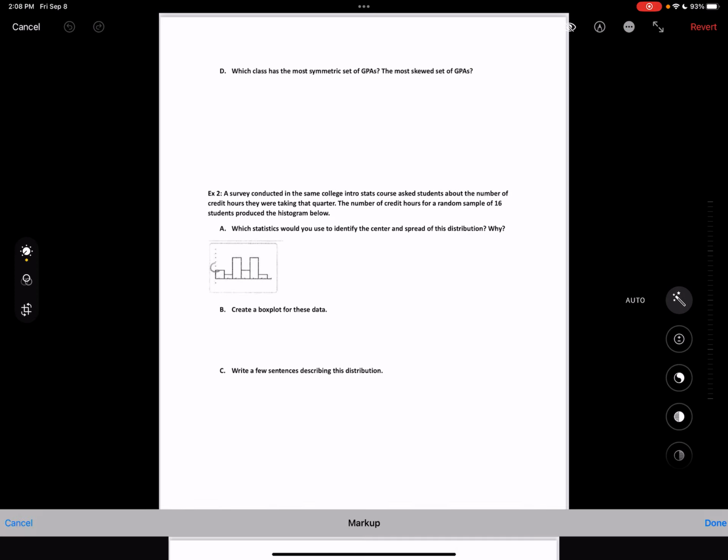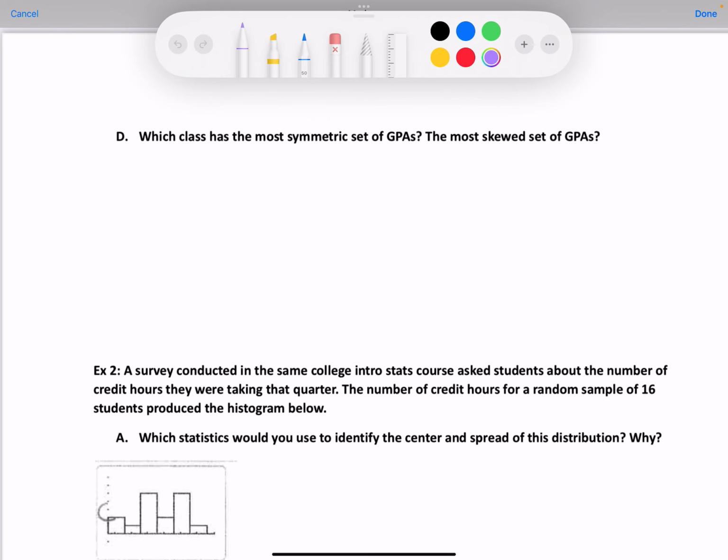See, the seniors weren't left out. The seniors are symmetric. And it was skewed left, and they are the sophomores.